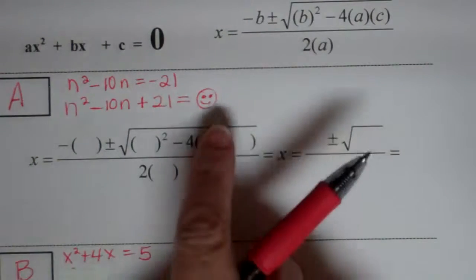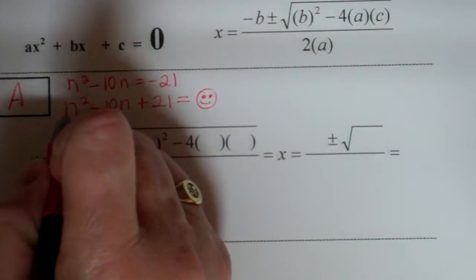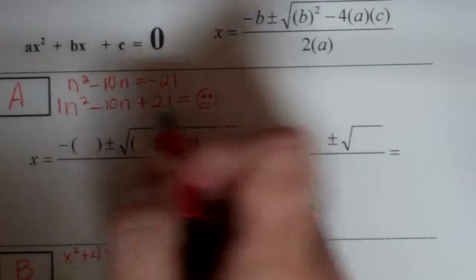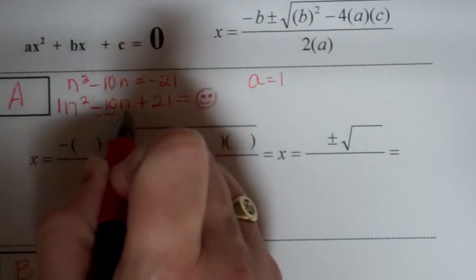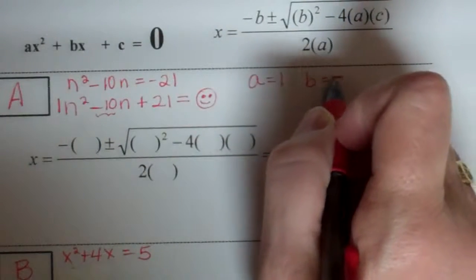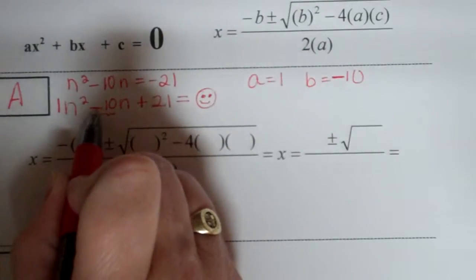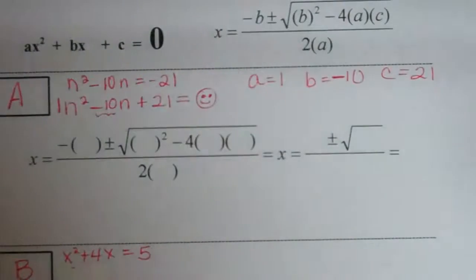Now once I've done that and I've got my hero sitting right here, I decide what A is. A is what's in front of this n squared, which is an understood 1. So A is equal to 1. B is what's in front of the letter term, the letter without the exponent. So B is negative 10. Pay attention to these negatives, please. And C is equal to 21.